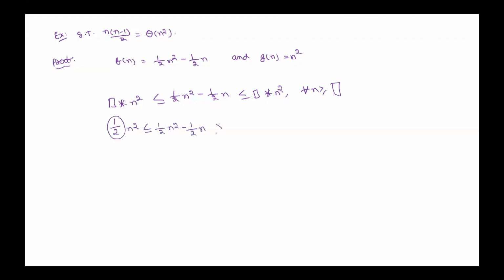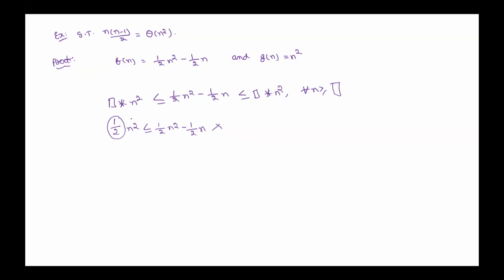1 by 2 n square less than or equal, not correct. Can we take C1 equal to 1? No. 1 by 2 itself is wrong, so 1 automatically is wrong. So it is 1 by 4, sir. 1 by 4 it works.